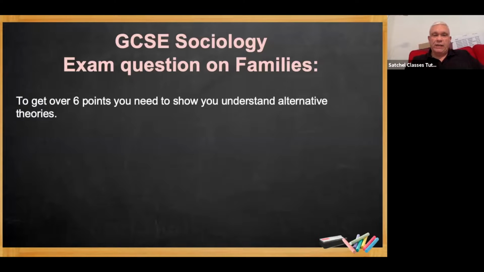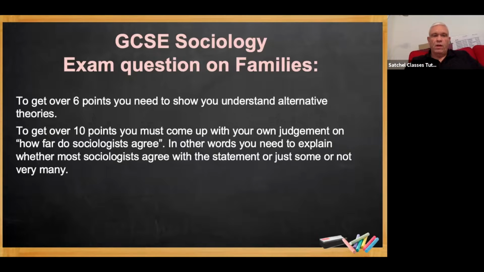To get over 6 points, so get over half marks on each one, you need to show you understand alternative theories. If you only go through the Marxist theory, or only go through the functionalist theory, then you're only going to get up to about half marks, really. To get over half marks, you've got to show that you understand another theory, or a little bit more about it.